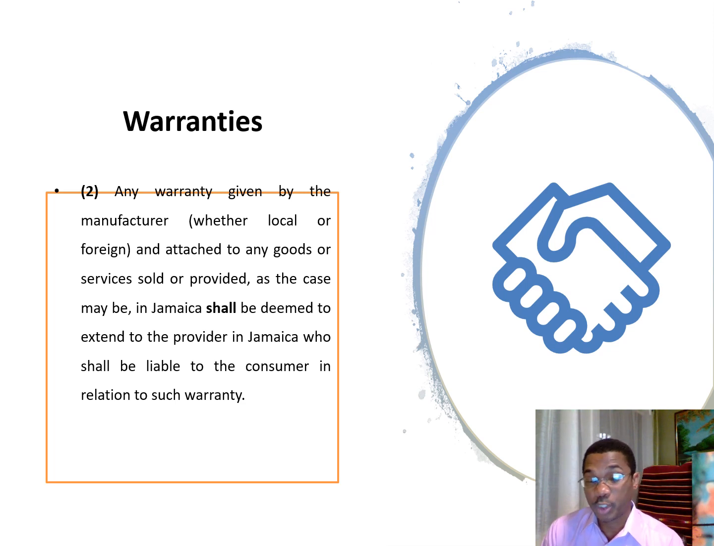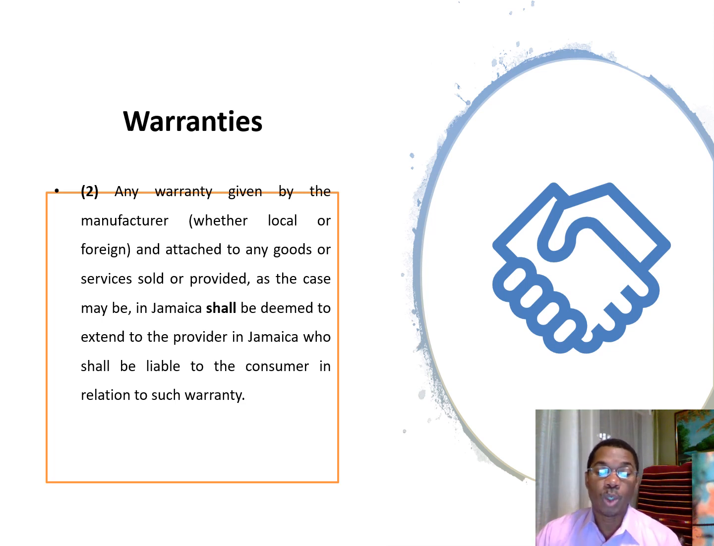So if you're a repair person, then you give a warranty that the repair will be good for X amount of time. So any warranty given by the manufacturer, whether local or foreign, and attached to any good or services sold or provided, as the case may be, in Jamaica, shall be deemed to extend to the provider in Jamaica, who shall be liable to the consumer in relation to such warranty. So that is section 21, subsection 1, dealing with warranty.